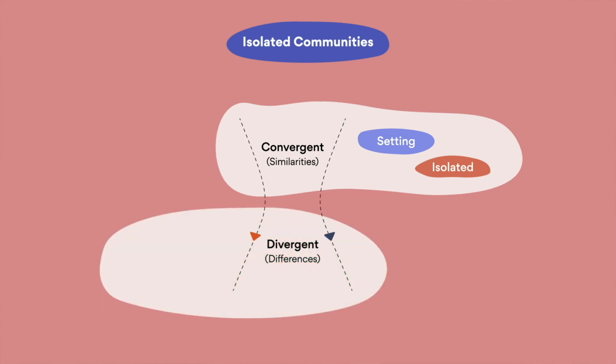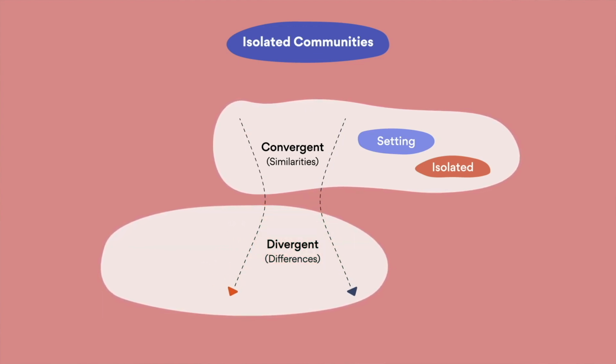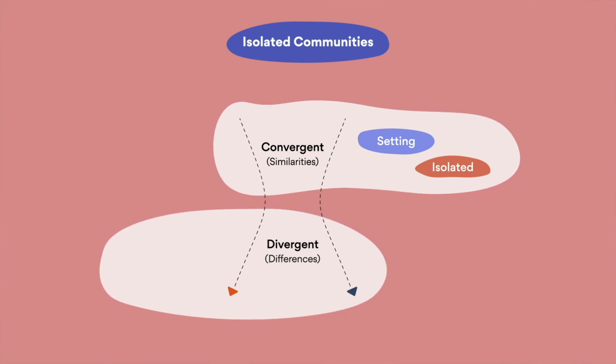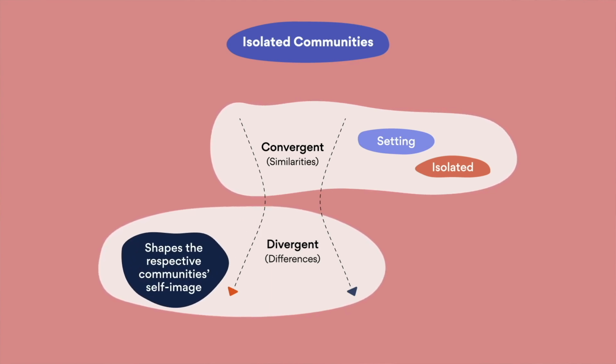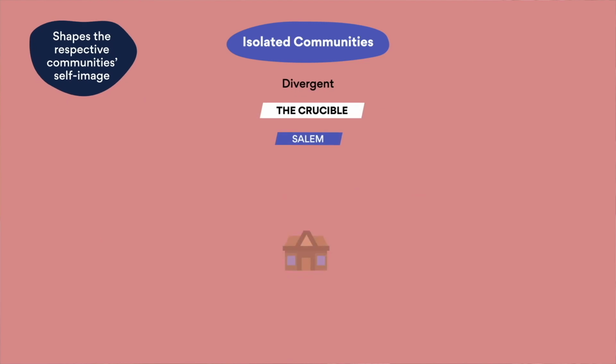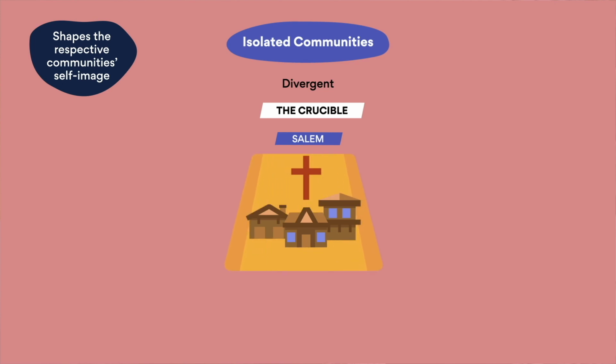If we look at the divergent aspects of this theme, we can see that what's starkly different between the texts is how the isolation shapes the respective community's self-image. For Salem, its citizens adopt a mindset of religious and cultural superiority, believing that their faith, dedication to hard work, and unity under God makes them the most blessed people in the world.